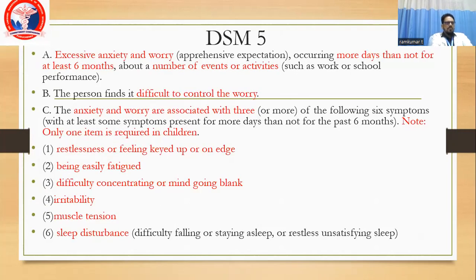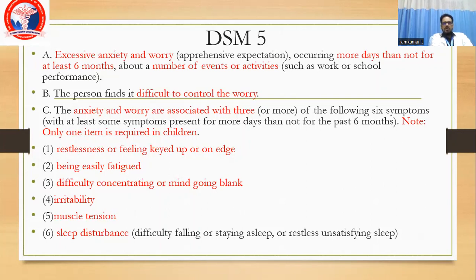DSM-5. A. Excessive anxiety and worry, apprehension, expectation, occurring more than at least for 6 months, about a number of events or activities. B. The person finds it difficult to control the worry.